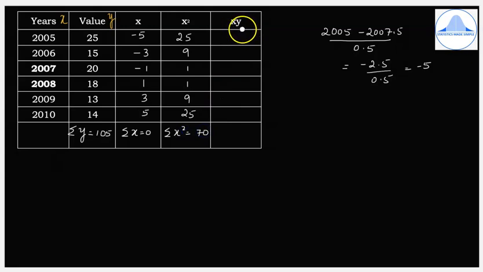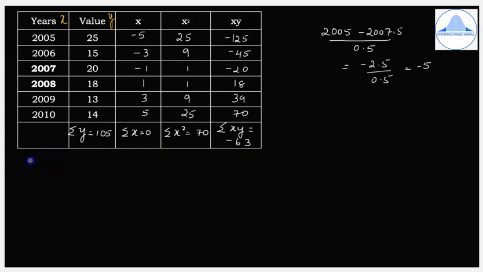Next is xy. It is 25 into minus 5, minus 125. Then you have minus 45, minus 20. Then you have 18, 39 and 70. So summation xy is equal to minus 63. Now let us substitute these totals in the two normal equations.